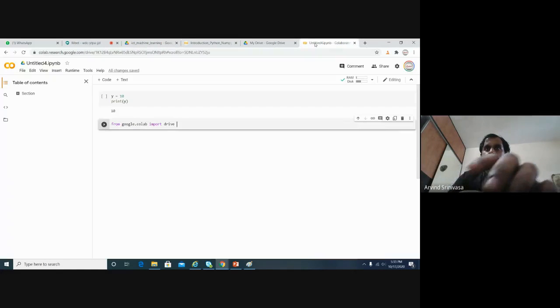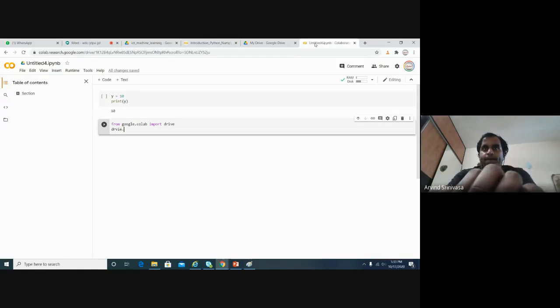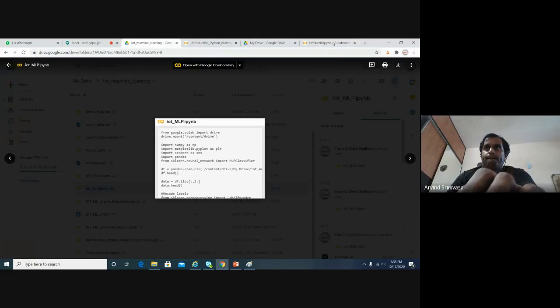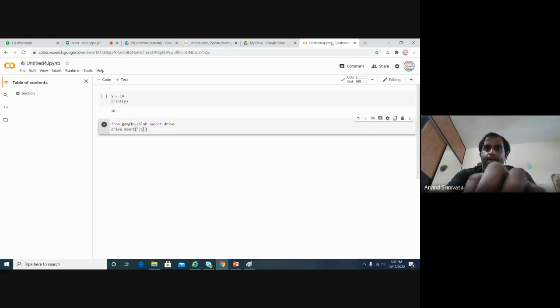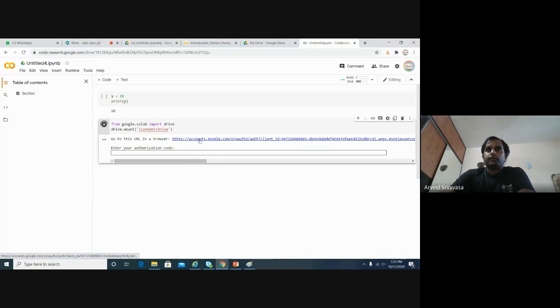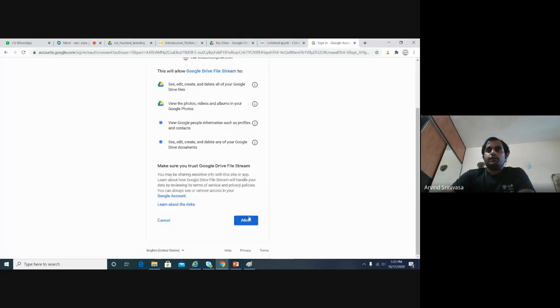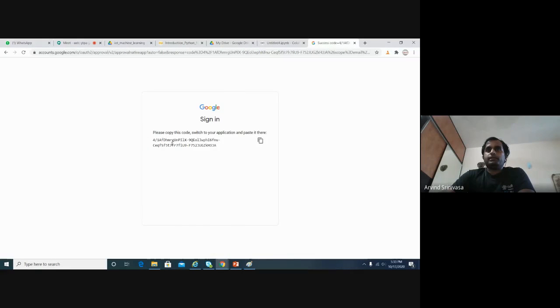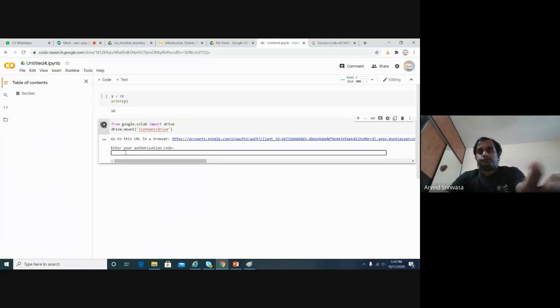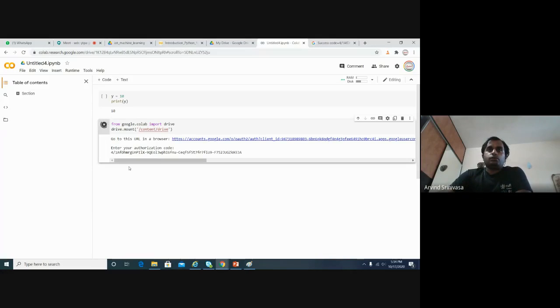Then the drive mount command. So if you run this, it will tell you to click on this. You can choose your Google account, then allow it. You need to copy the password it has given, then paste it here.